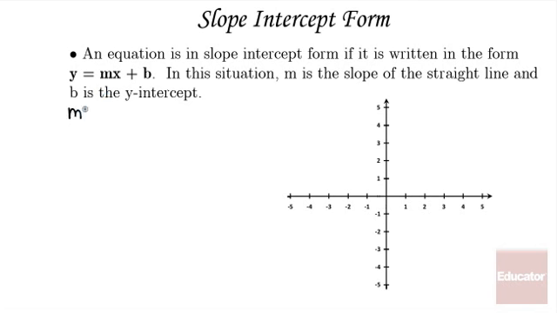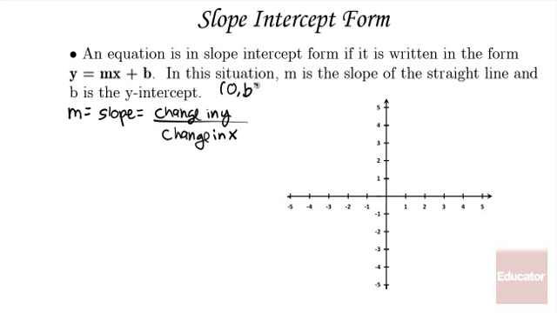So m is the slope, and remember that slope is the change in y divided by the change in x. The y-intercept is the value at which the line intersects with the y-axis. And the points for the y-intercept are given in the form (0, b). This is best understood through an example.